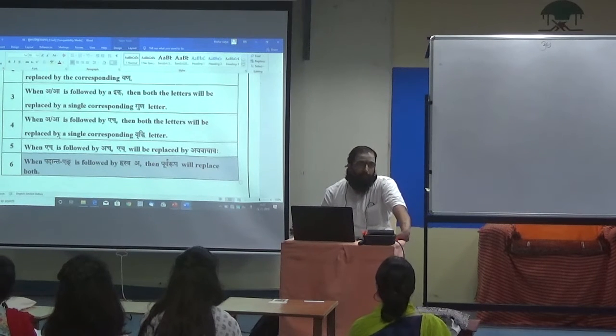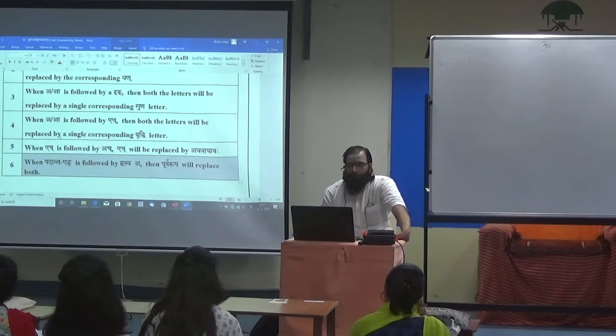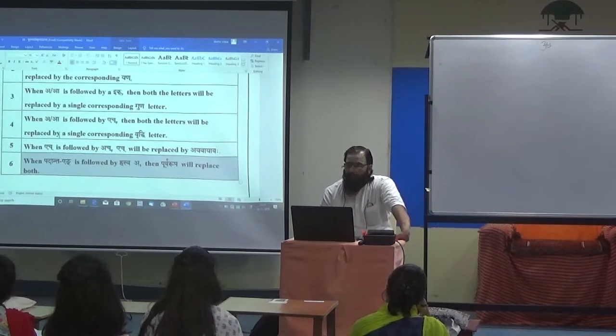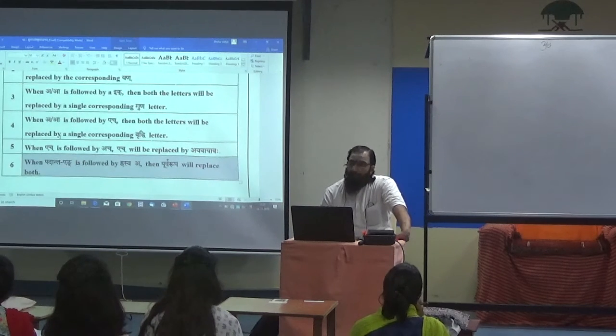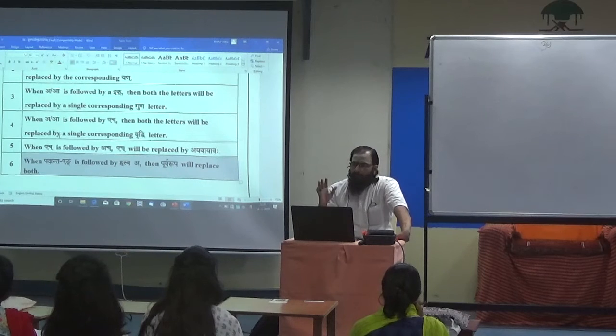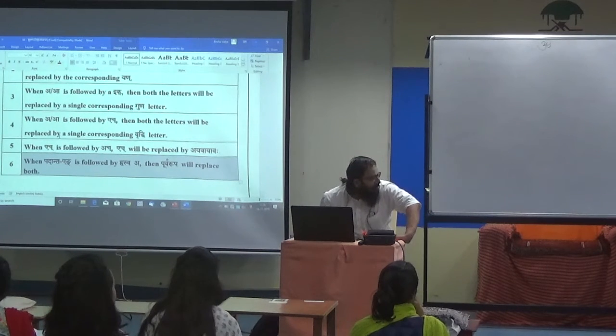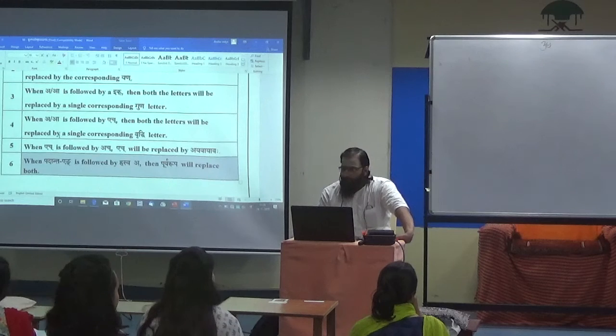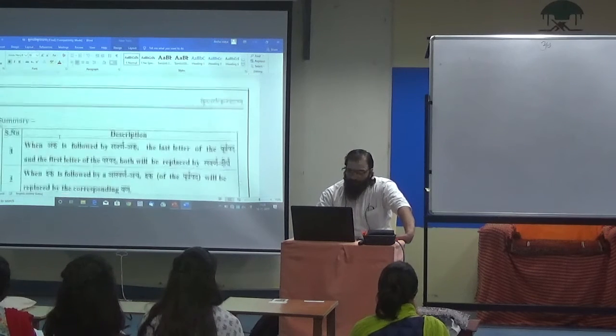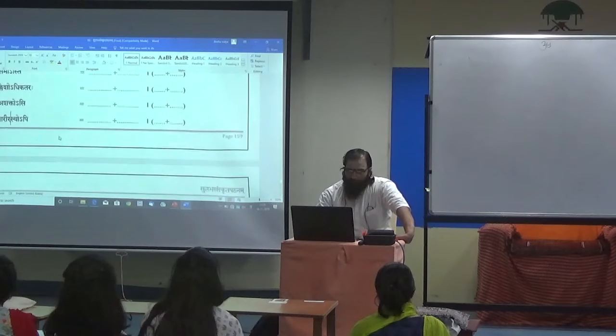Both the Purvam and the Uttaram will be replaced by the Purvam. Whatever is there in the Purvam, that will be the replacement. Both the Purvam and the Uttaram will be replaced by the Purva letter. Right? Understood? Examples? We have seen. I'll show some example here.